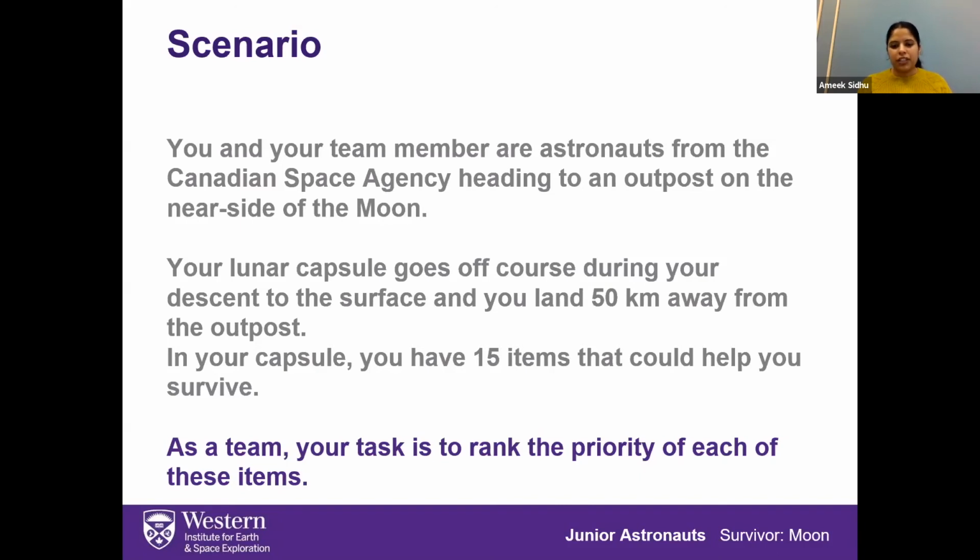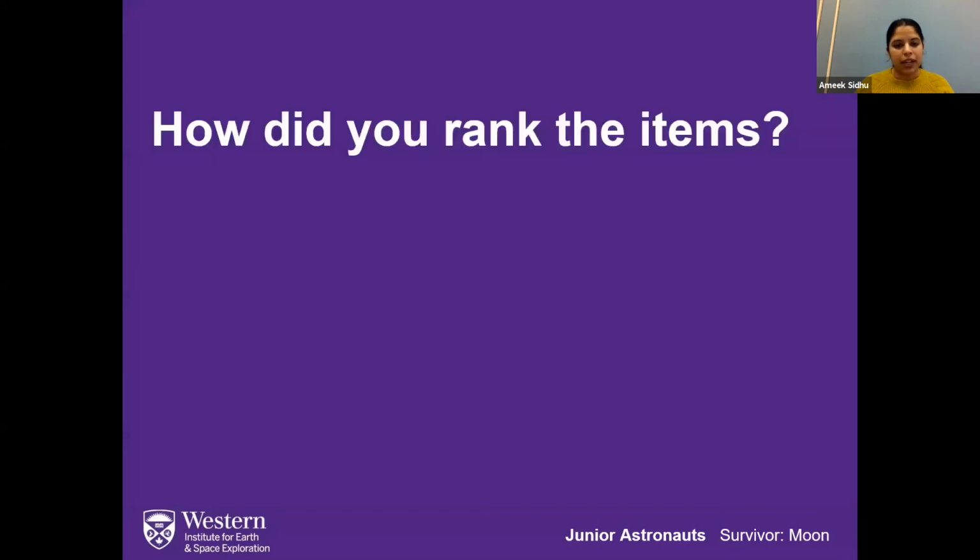Your task would be to rank the priority of those items: what item would you rank as the highest priority to take out of those 15 items, and what item would you think is not very useful and you would probably not take with you. In this scenario, you do have your space suits, but you'll have to carry some additional items so that you can survive that 50-kilometer walk. And you have to rank those as a team.